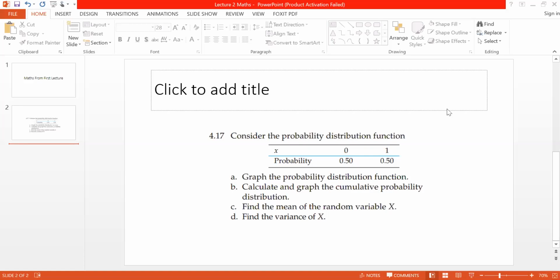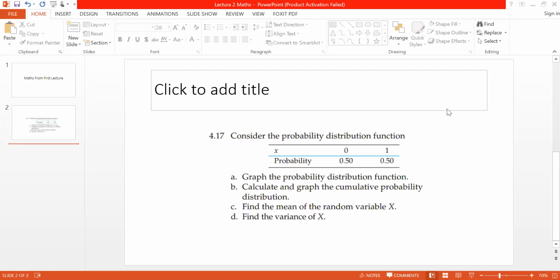Welcome everyone again. This is your second lecture where I would like to show you some maths based on the first lecture's basics. In order to solve these maths, you need to review the basics from the first chapter and then see the solution of these problems.